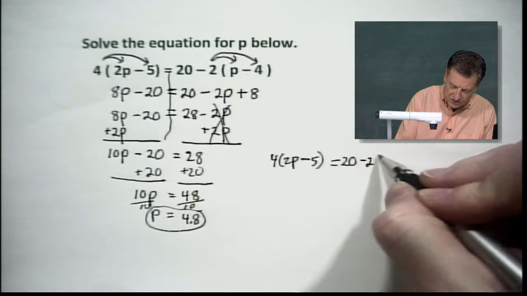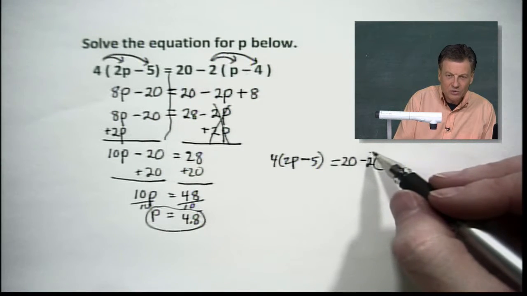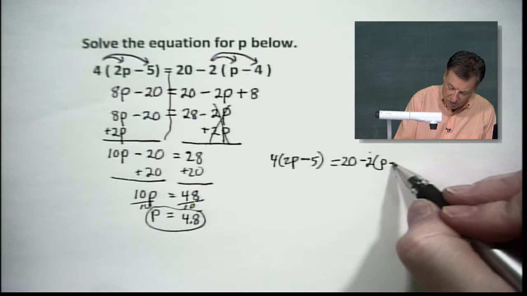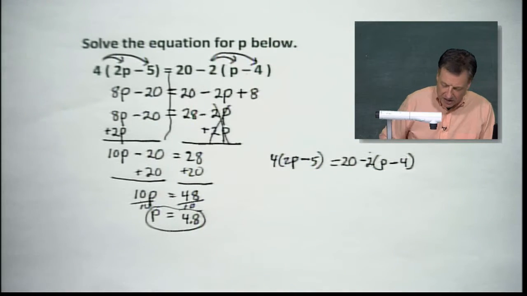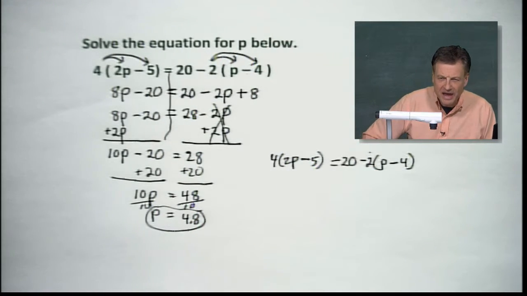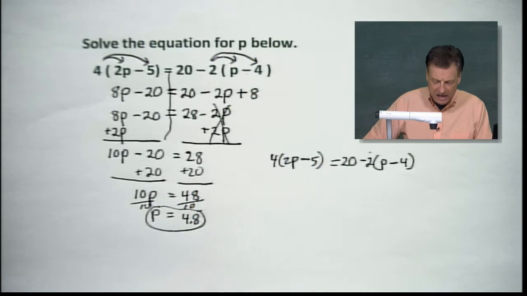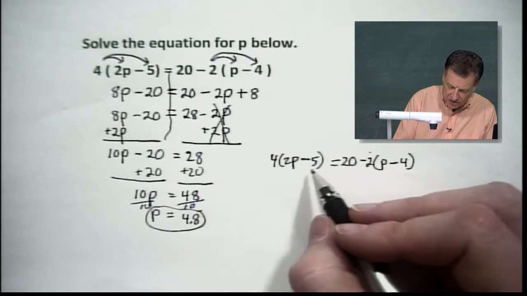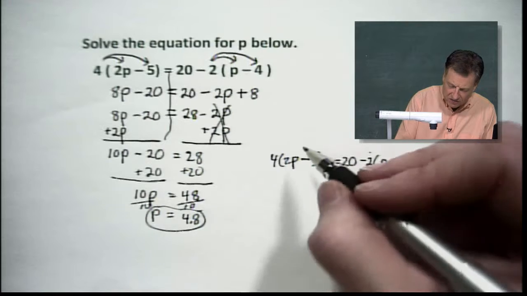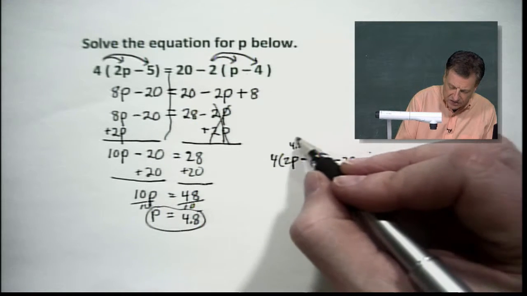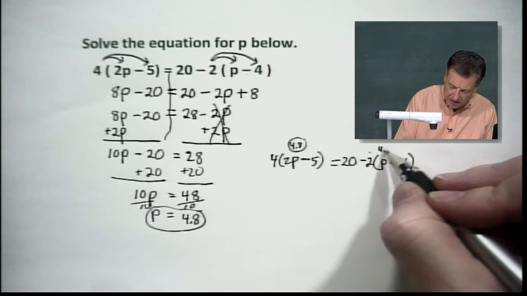20 minus 2 times, we'll put it in here. We got P minus 4. That's not going to be the happiest moment, but we're going to take care of it. We can handle that. We're going to do fine. So here we go. Let's put in our 4 8/10 right there and right here.